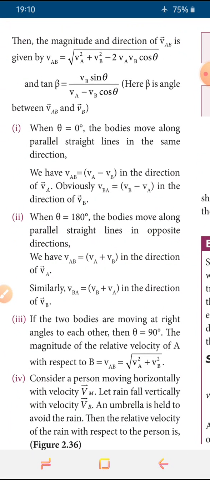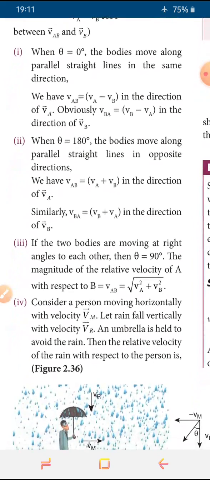The resultant vab is equal to the square root of va square plus vb square minus 2 va vb cos theta, and likewise for the direction we can write tan beta is equal to vb sin theta divided by va minus vb cos theta. Here beta is nothing but the angle between the vab vector and the vb vector. Okay, and we can give some points on this.